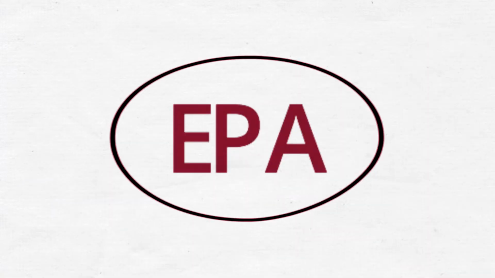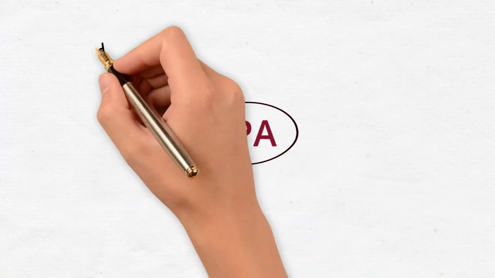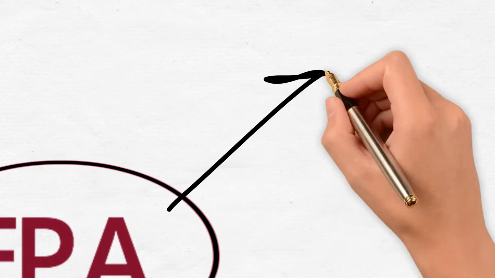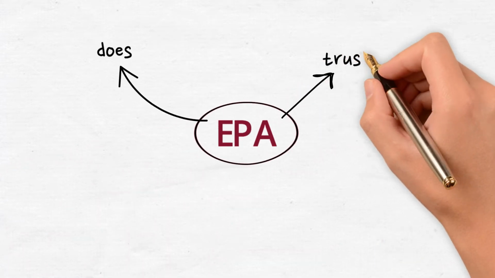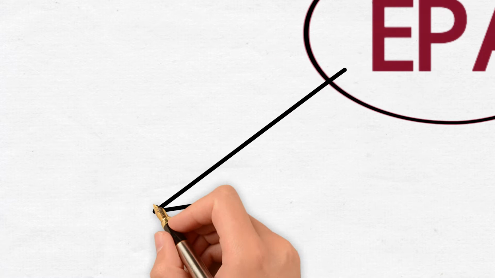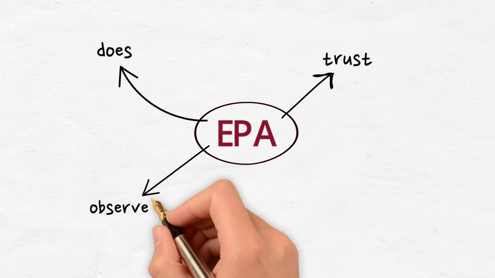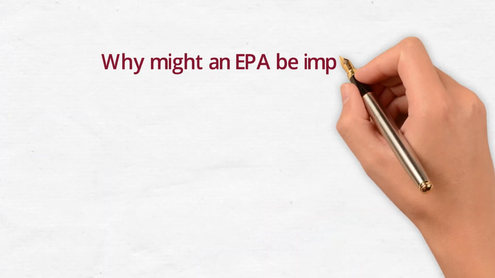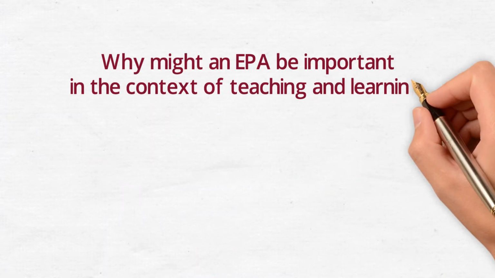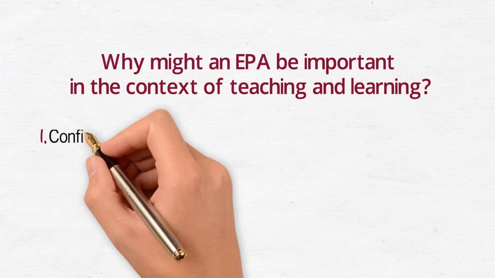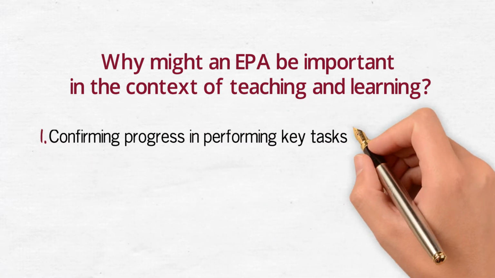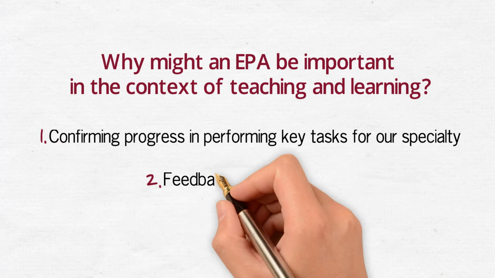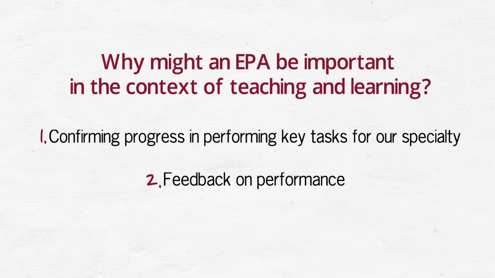Each EPA is a unit of work and outlines something a general internist actually does. You could also imagine your resident being trusted to function independently for each of those activities, and so it's something on which a learner could both be observed and assessed. Why might an EPA be important in the context of teaching and learning? Two reasons are: 1. Confirming progress in performing key tasks of our specialty, and 2. For feedback.